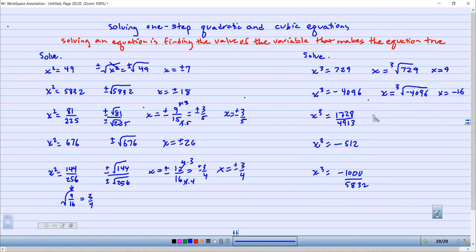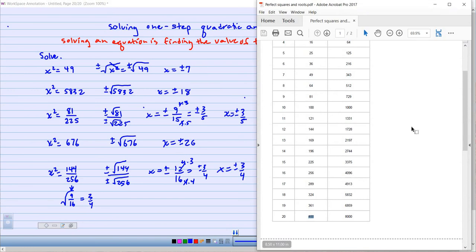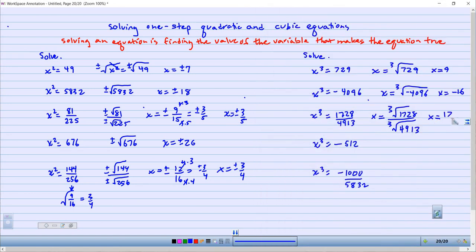All right, back to a fraction. So again, I'm going to take the cube root of the top, 1728, and I'm going to take the cube root of the bottom, 4913. You probably don't have those ones memorized. Those are pretty big, I mean. 1728 is 12, and let's see, 4913 is 17. So x is 12 over 17. And guess what? 12 over 17 does not simplify. 17 is a prime number. It's only divisible by 1 and itself.